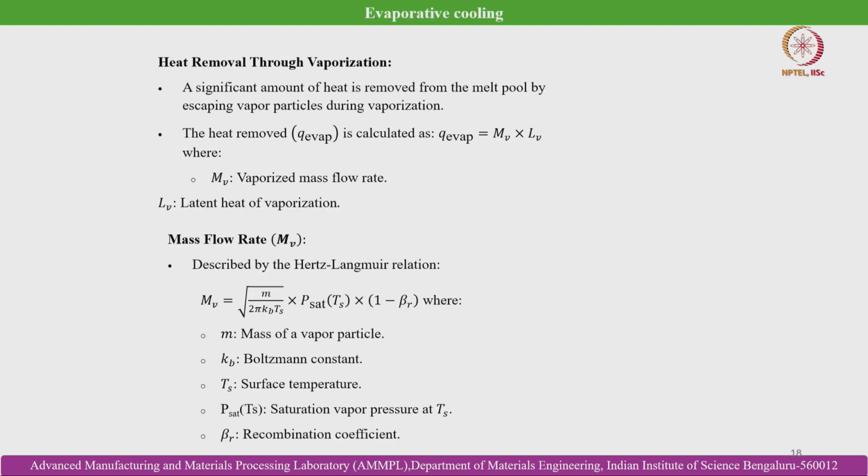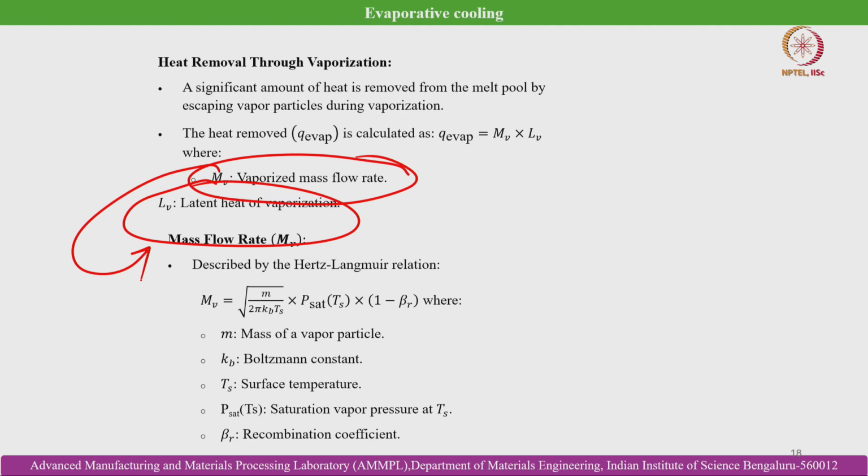Okay. And then heat removal through vaporization. A significant amount of heat is removed from the melt pool by escaping vapor particles during vaporization. So the heat removed, Q evaporation, is calculated as Q evaporation is equal to mv into lv, where mv is the vaporized mass flow rate and lv is the latent heat of vaporization. Now what is the vaporized mass flow rate mv?